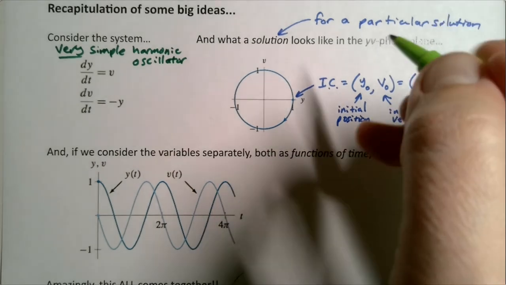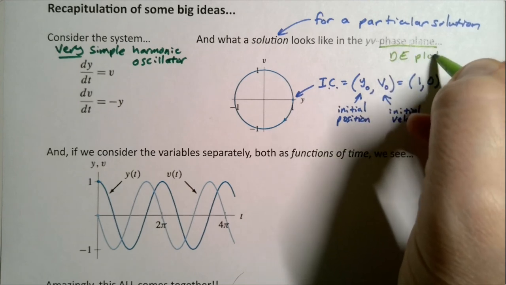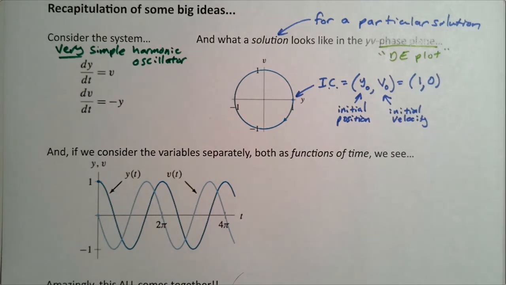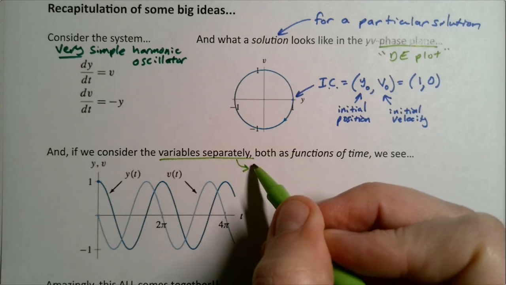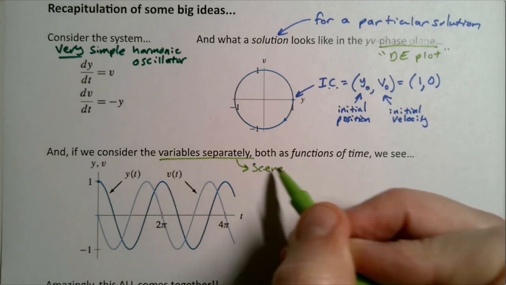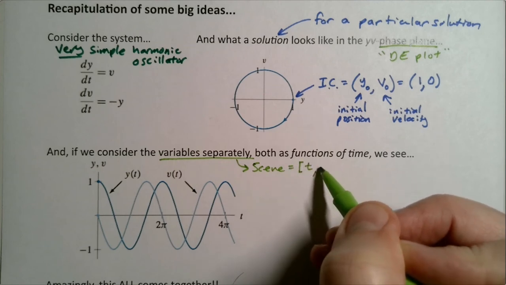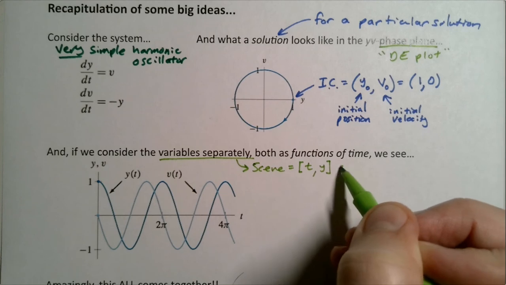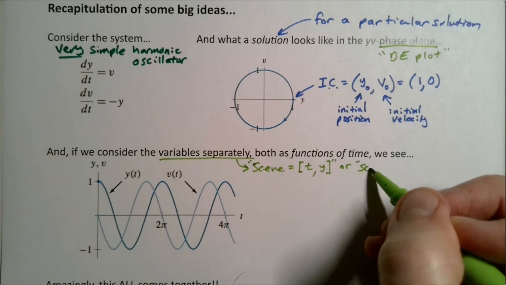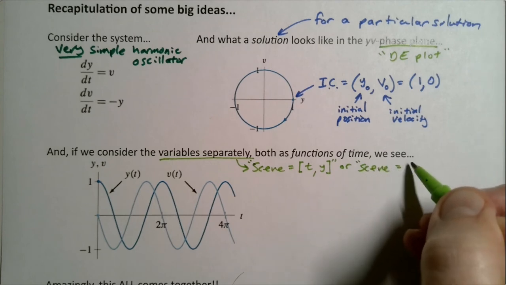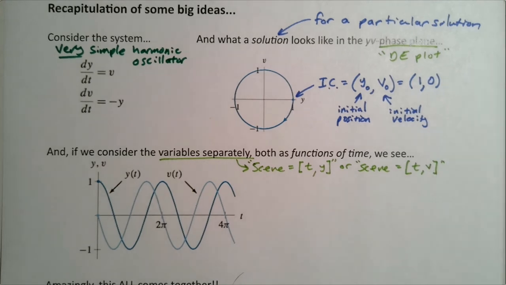So remember, this is like the phase plane. That's our DE plot in Maple. And if you wanted to be able to see these variables separately, you wanted to graph those separately, you'd use the scene option, and either something like scene equals t comma y, with quotes around it, or scene equals t comma v. And we're going to see this in a Maple document here in a second.